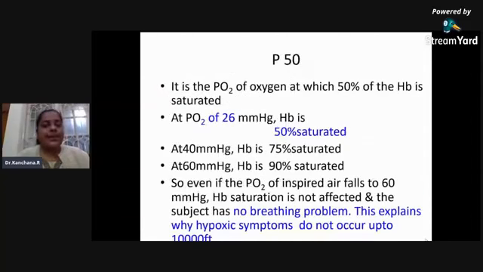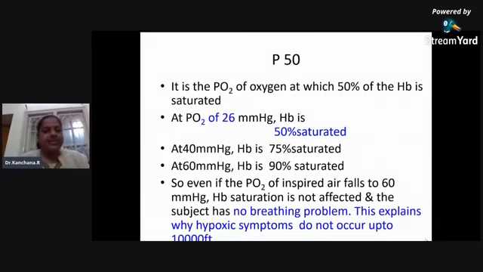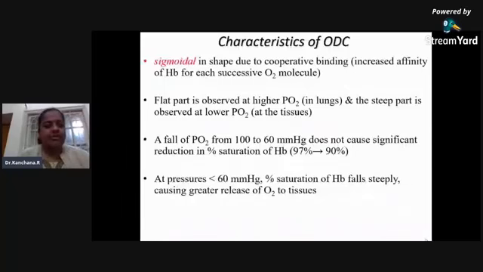Now, what is P50? I told you, it is the PO2 of oxygen at which 50% of the hemoglobin is saturated. At a PO2 of 26 millimeters of mercury, hemoglobin is 50% saturated. At 40 millimeters of mercury, it is 75%, and at 60 millimeters of mercury, it is 90% saturated. So even if the PO2 of inspired air falls to 60 millimeters of mercury, hemoglobin saturation is not affected and the subject has no breathing problem. This explains why hypoxia does not manifest even after ascending to 1,000 feet.